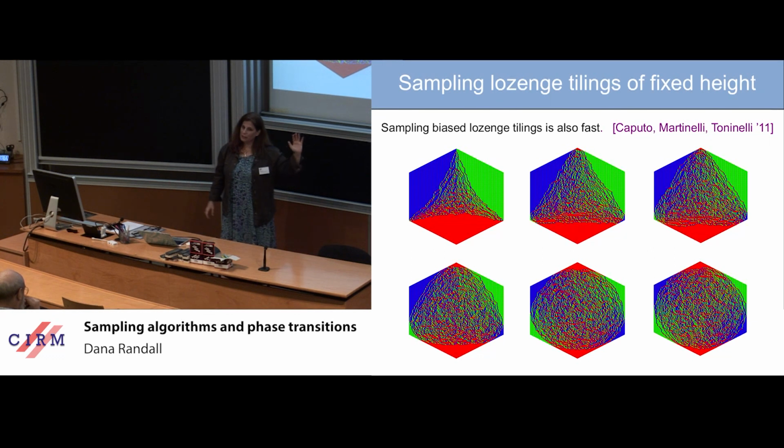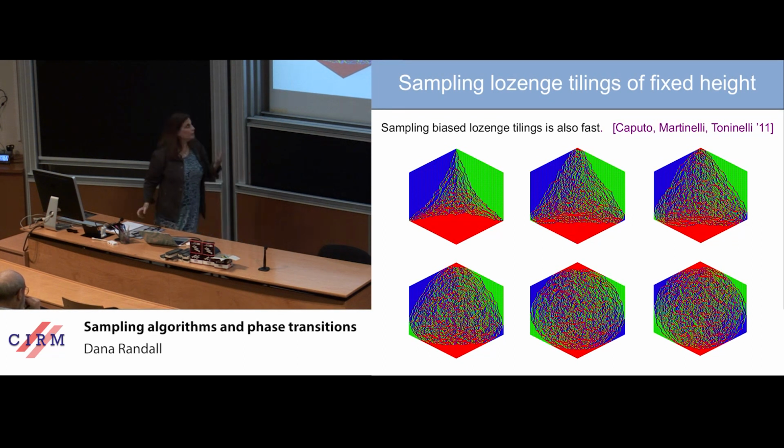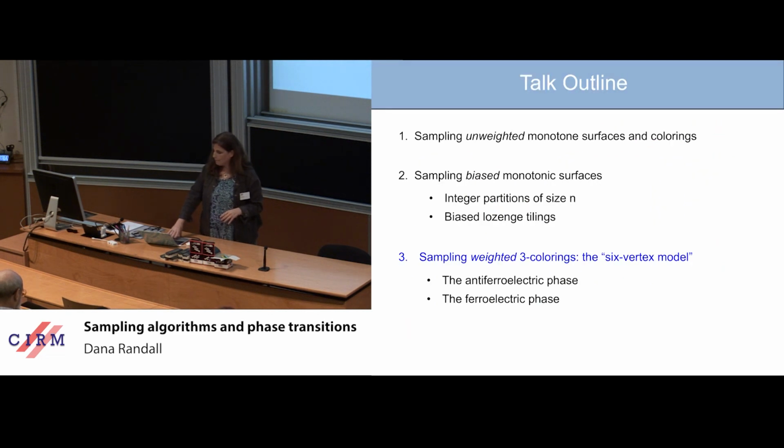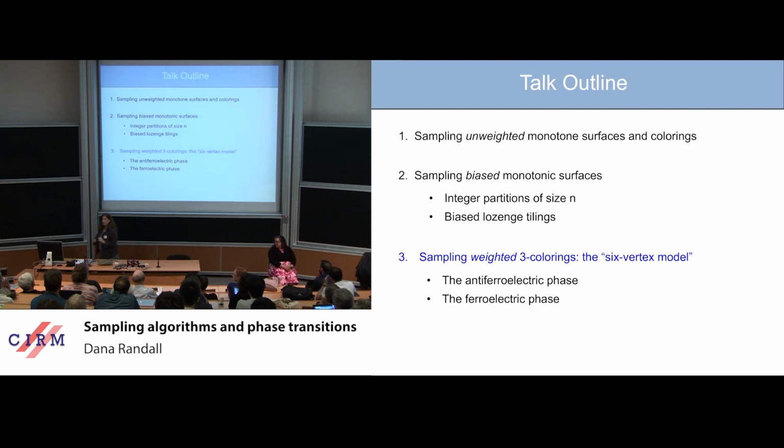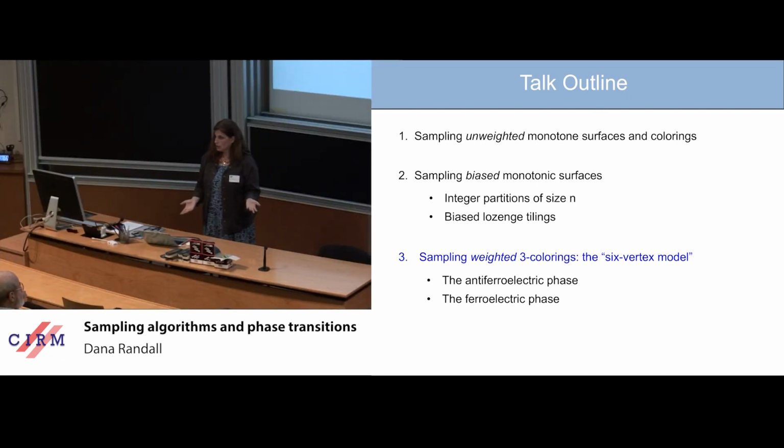For each one of these, I sampled so that the area, the volume under the curve, was preset at different values. And it's quite beautiful, it looks like you're taking MRI slices of some larger thing. So they're nice pictures. Okay, so I've told you that we can sample unweighted monotonic surfaces, and then we can sample these biased ones, at least in 2 and 3 dimensions.